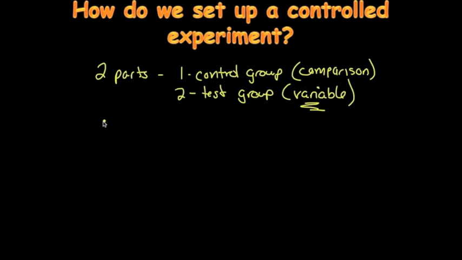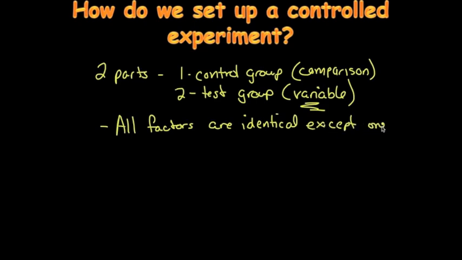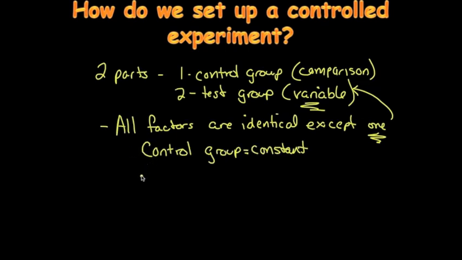So in a controlled experiment, all aspects of the experiment, all factors are identical except one. And that's the variable. Okay, we call that one factor that's changed or different the variable. So the group, like we said, the group where there is no change is the control group. The control group is the constant. And then there is the test group, which has the variable, as we already wrote up top there.